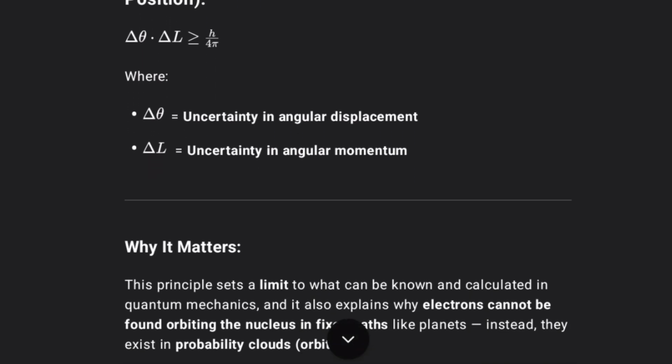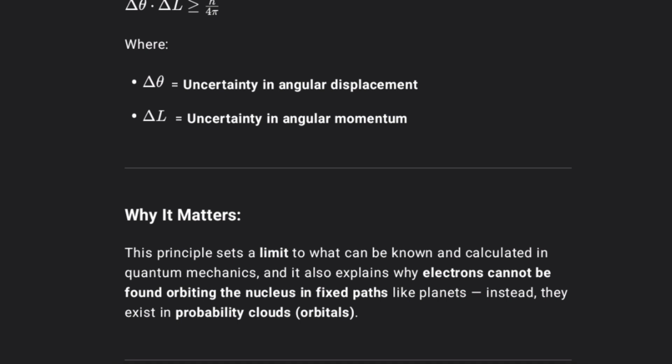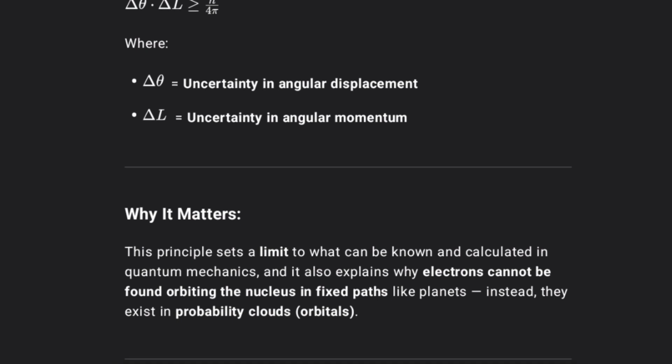Why it matters. This principle sets a limit to what can be known and calculated in quantum mechanics, and it also explains why electrons cannot be found orbiting the nucleus in fixed paths like planets. Instead, they exist in probability clouds, orbitals.